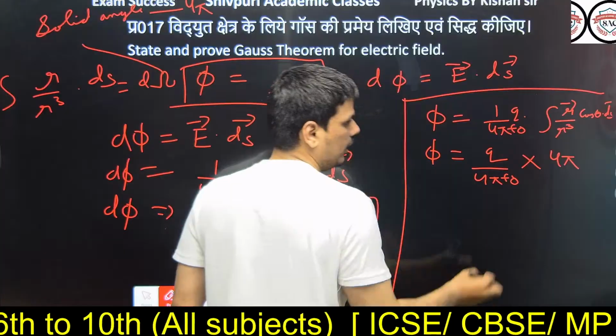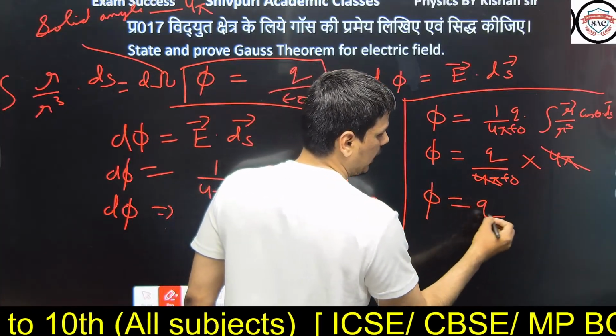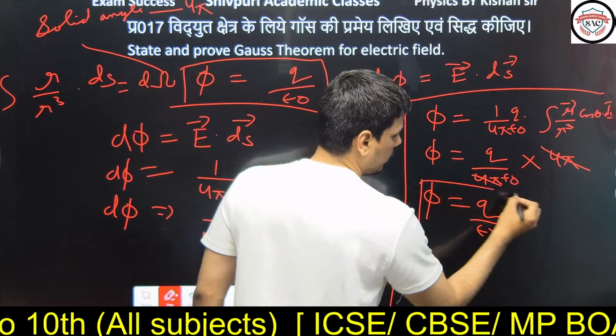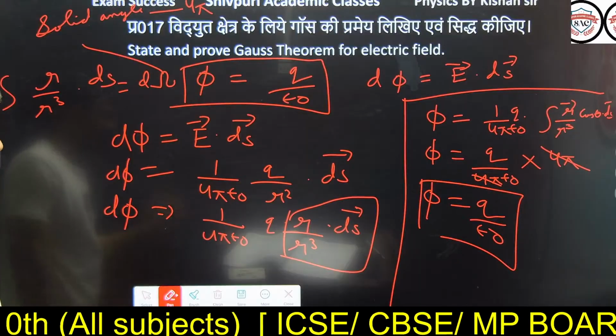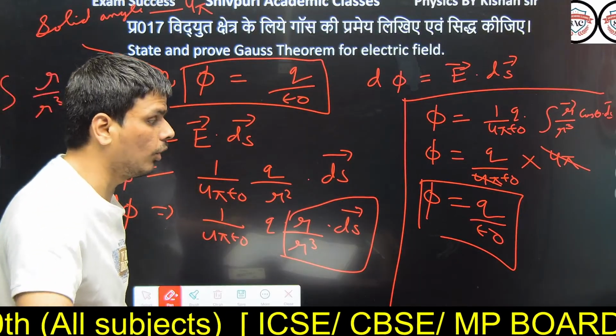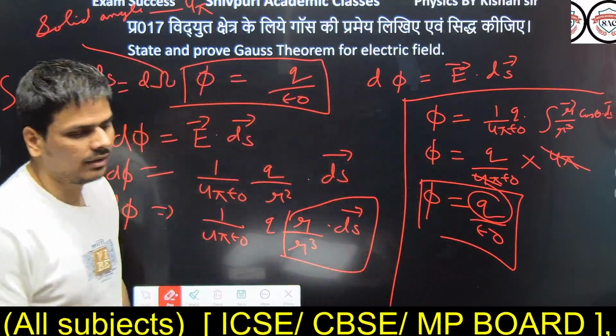This is our solid angle, so the 4 pi gets cancelled out. So we will get our statement phi equals q by epsilon naught. This is the statement of the Gauss theorem: the total electric flux related to a closed surface is always 1 by epsilon naught times the charge present inside it.